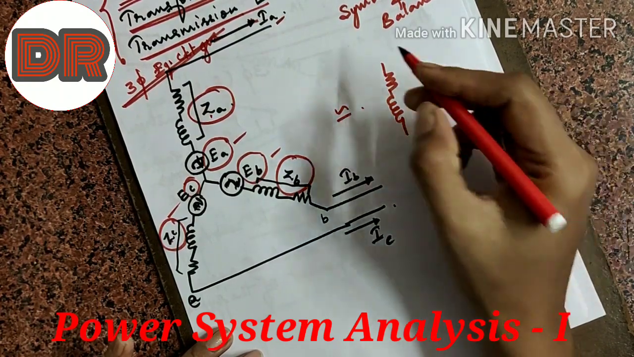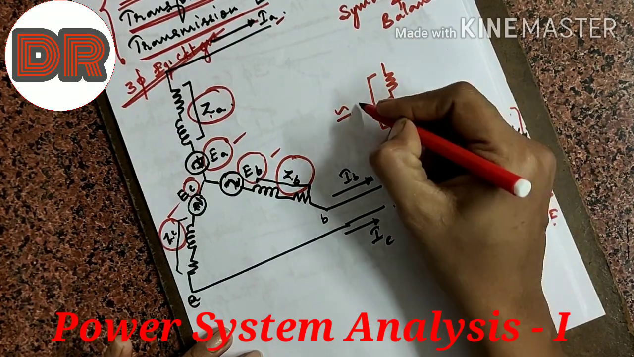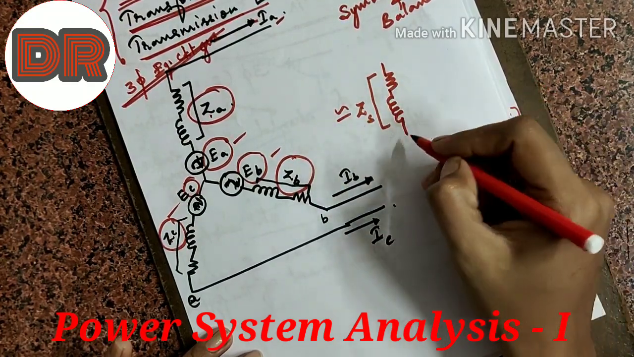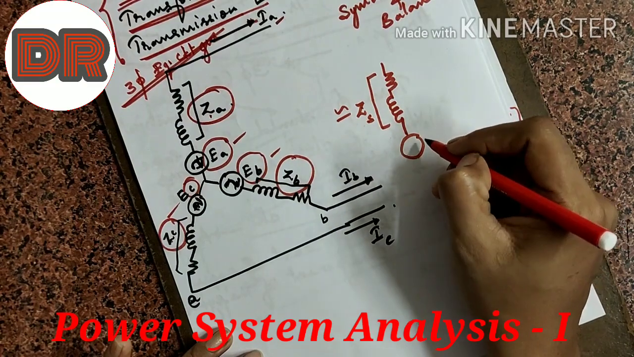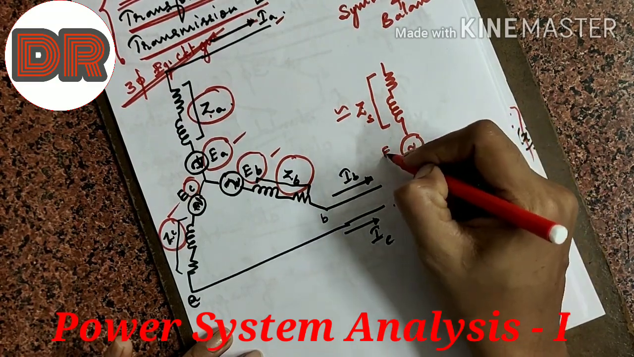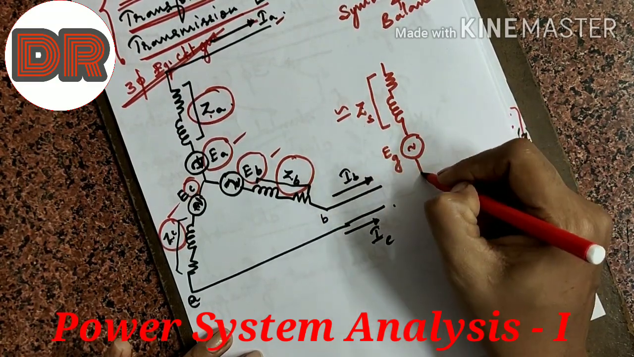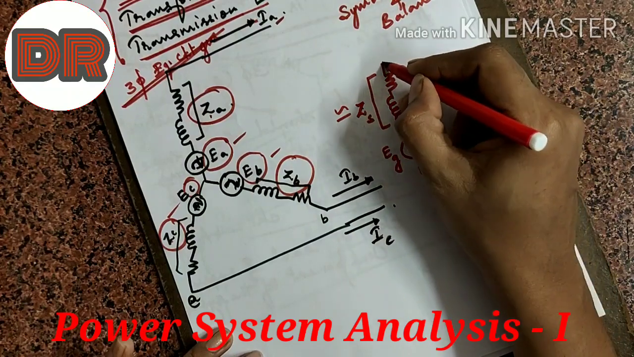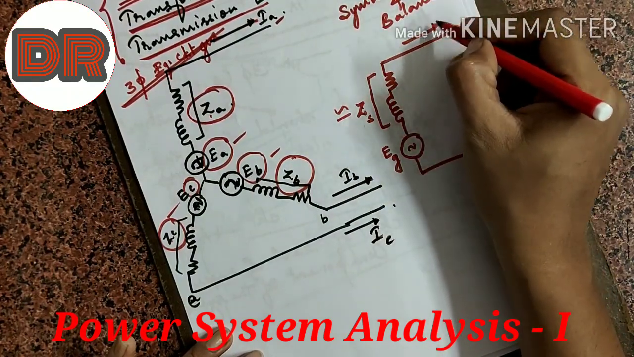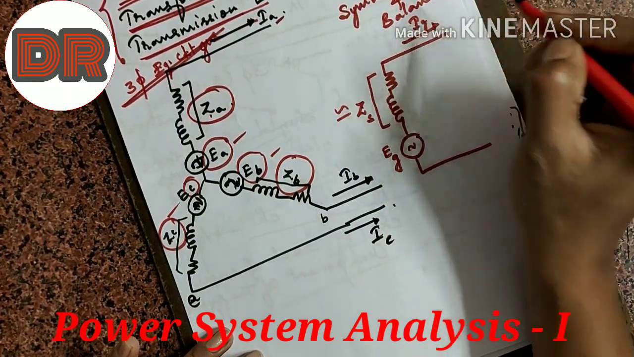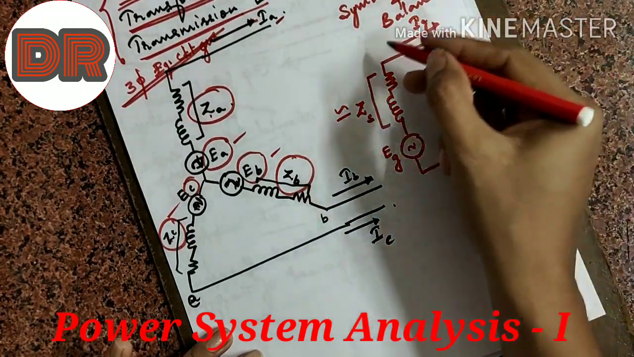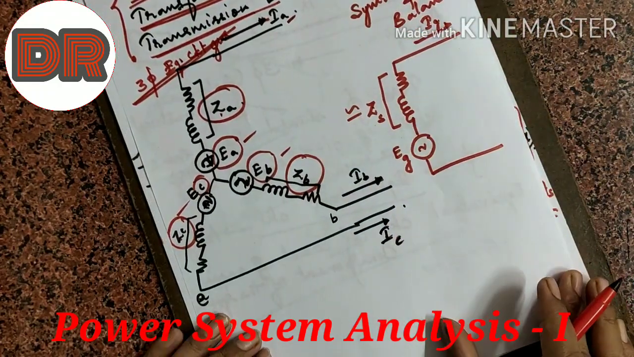So this can be represented as a single phase equivalent circuit with one impedance, which can be given as ZS, and one EMF, which can be given as EG, that is, the EMF generated in the generator circuit, and one current, that is IG. So this is the single phase equivalent circuit of the generator.